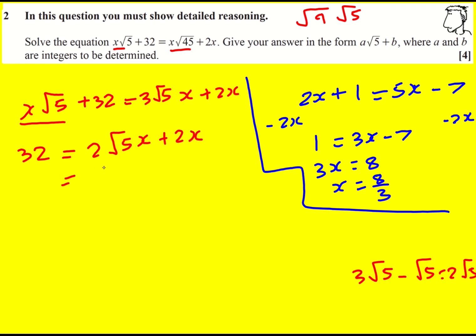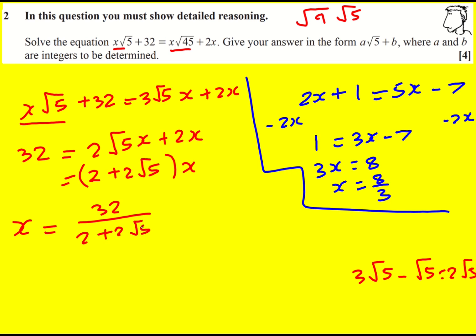Right, now I can factorize out the x. I'm going to get 2 plus 2 root 5 times x. I've just swapped it round so the integers first, and I put x on the right of the bracket. You could put it on the left if you prefer. You just normally write the coefficient to the left. And that means x, I can divide through by the surd now. X is going to be 32 divided by 2 plus 2 root 5.